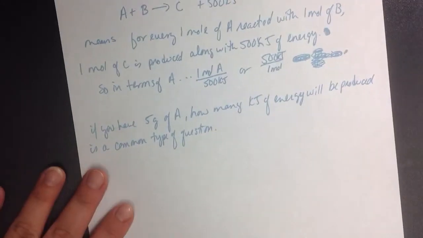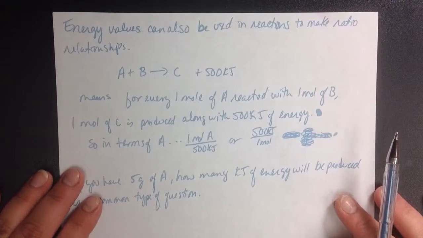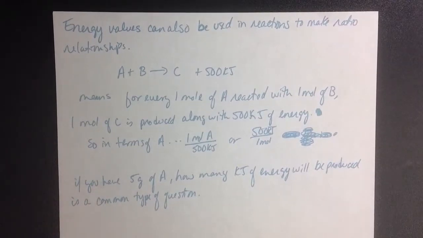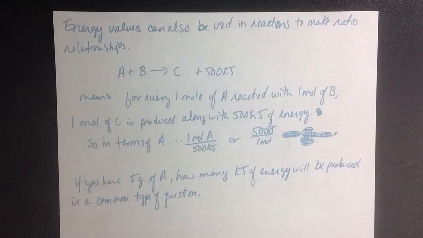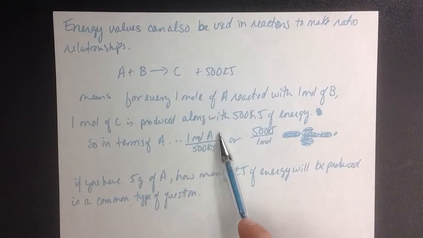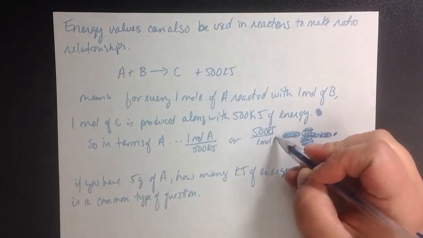Okay. Now we can use this in math just like we can use our other types of things from balanced equations. Because what you can simply say is that so many moles of A are going to give you that many kilojoules of energy. So we use this the same way that we used everything else that we've done. It's just a different number value when you look at the molar equivalents, okay? So if we looked at A, we could say 1 mole of A is 500 kilojoules, or 500 kilojoules is equal to 1 mole of A.